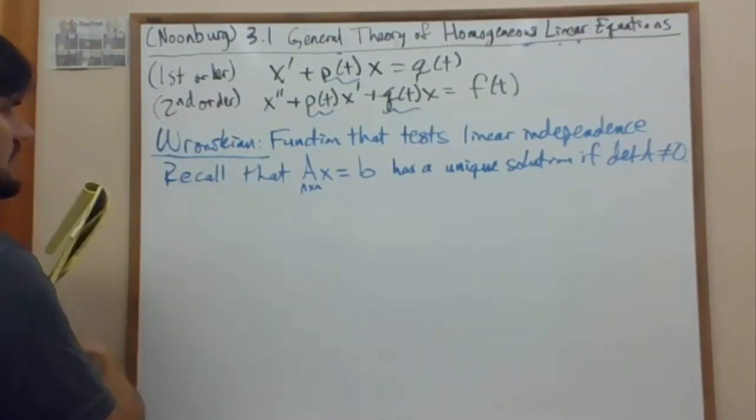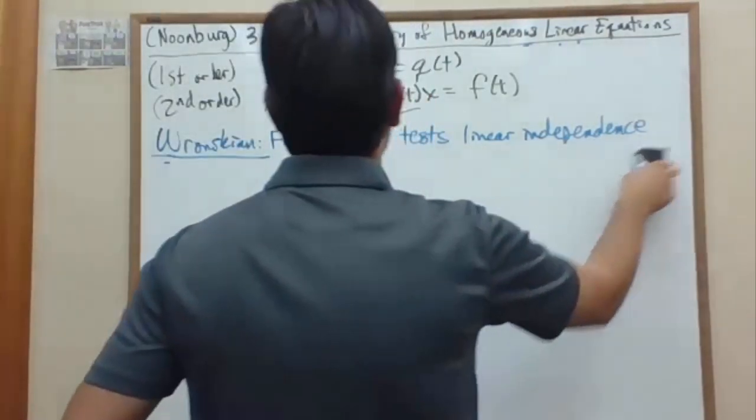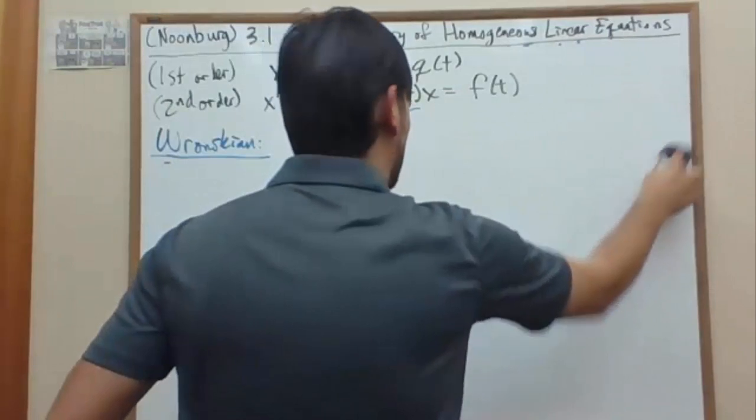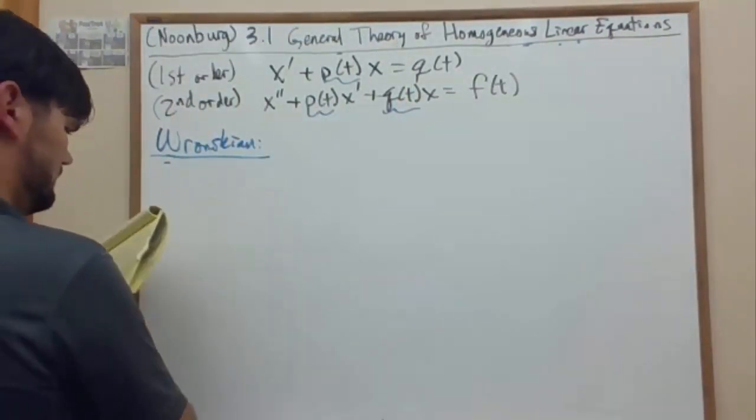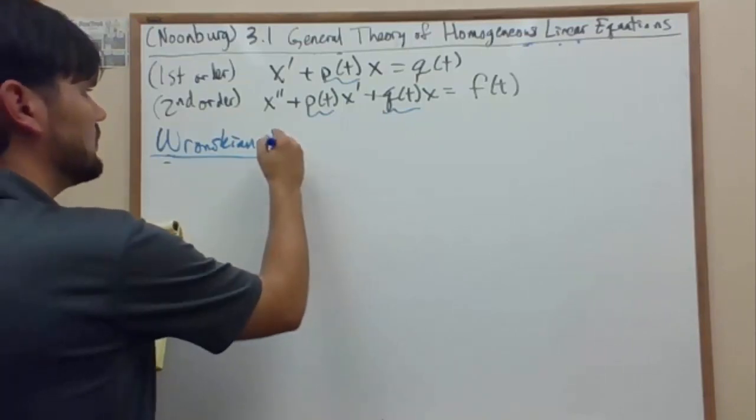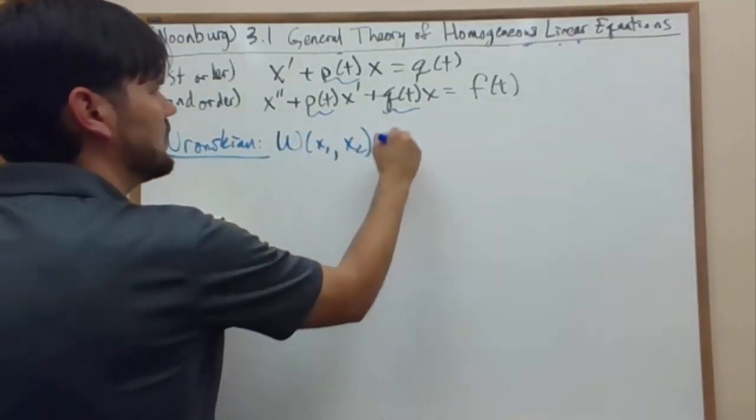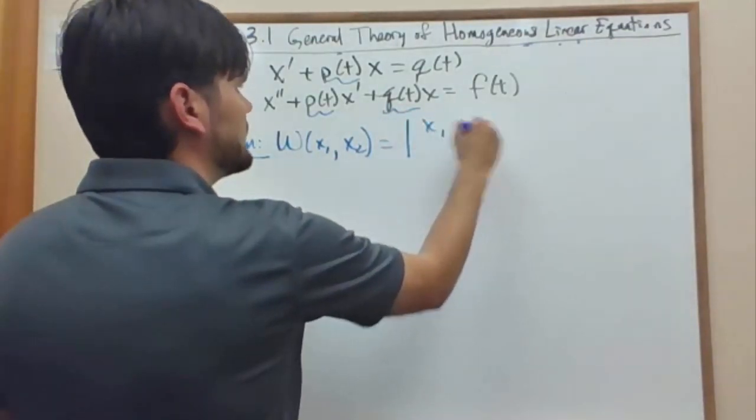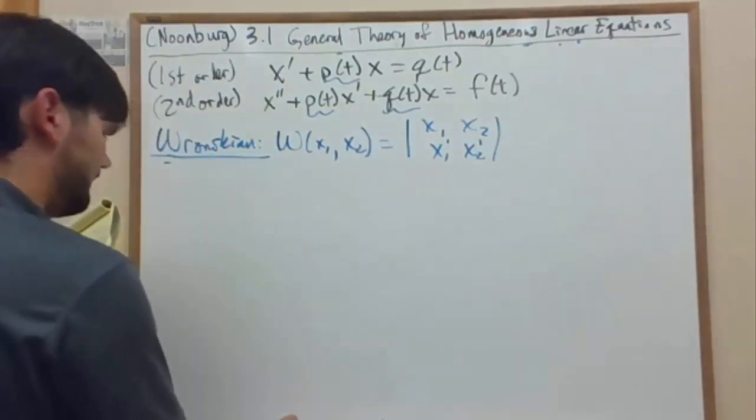So first piece, I'll erase that too. I'll write that up again. x1, x2, x1 prime, x2. There we go.